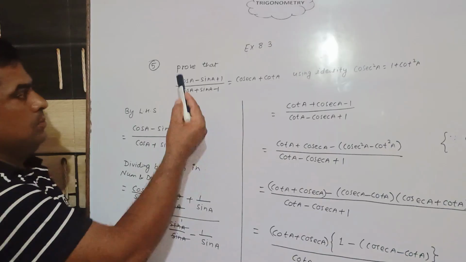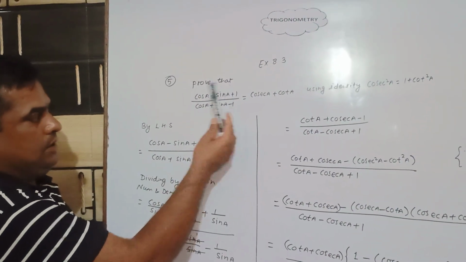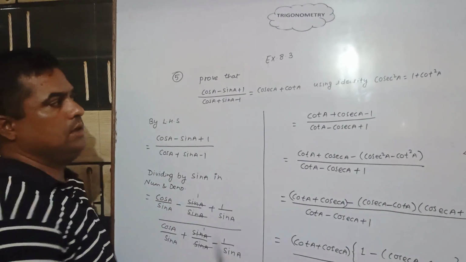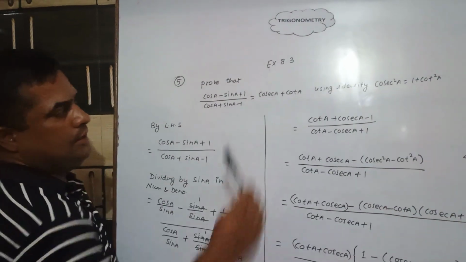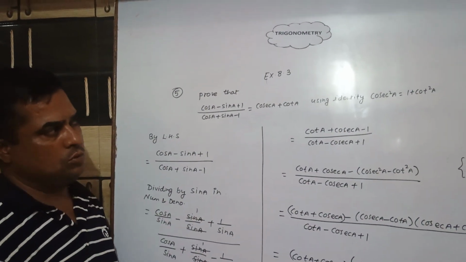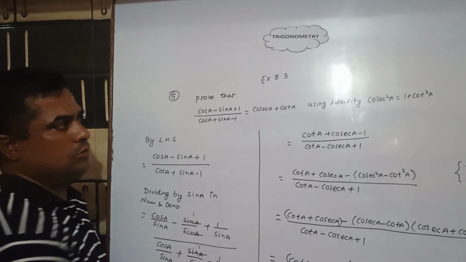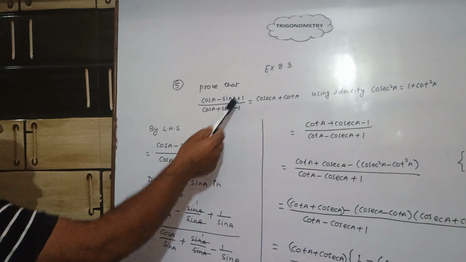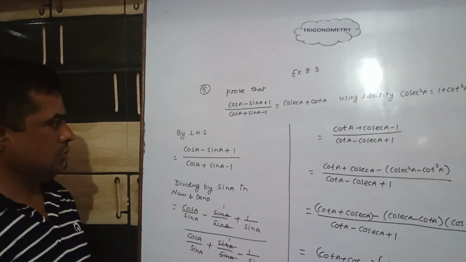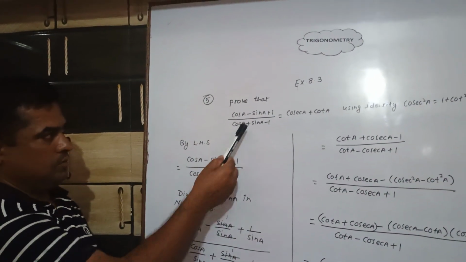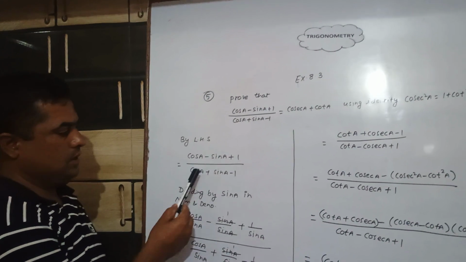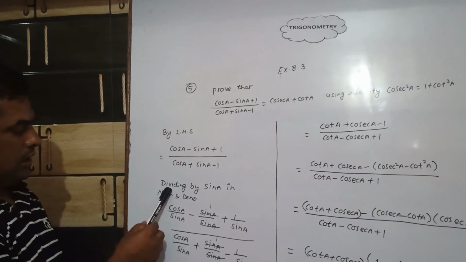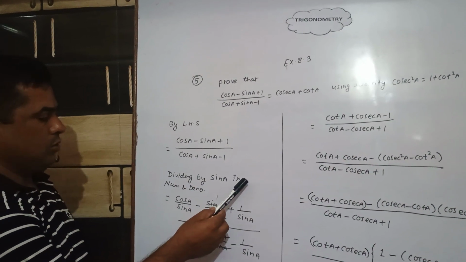Let's prove. Prove that cos A minus sin A plus 1 upon cos A plus sin A minus 1 is equals to cosec A plus cot A, using identity cosec square A is equals to 1 plus cot square A. Students, we have to use this identity. To solve this part, we are taking left hand side of this numerical. By left hand side, we are writing this cos A minus sin A plus 1 upon cos A plus sin A minus 1. Dividing by sin A and cos A.